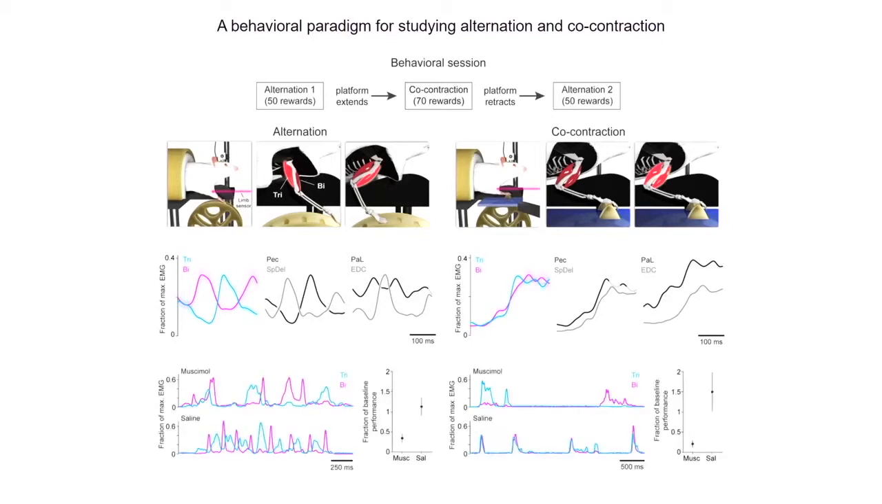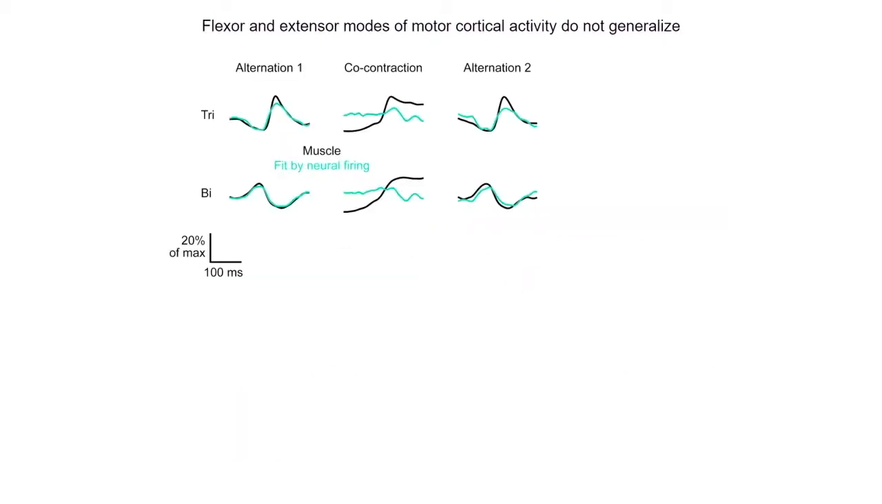And inactivating forelimb motor cortex with the injection of muscimol causes a dramatic reduction in task performance for both of the phases of the task. So now, if pathways activating flexor and extensor muscles are just combined or co-activated during co-contraction, then we'd expect to see similar, correlated patterns of flexor and extensor related activity in motor cortex during alternation and co-contraction. But this is actually not what we see at all.